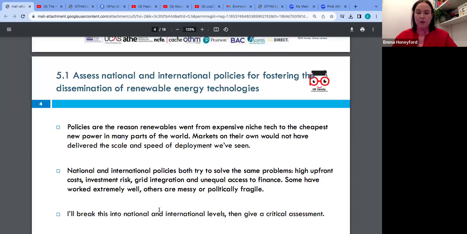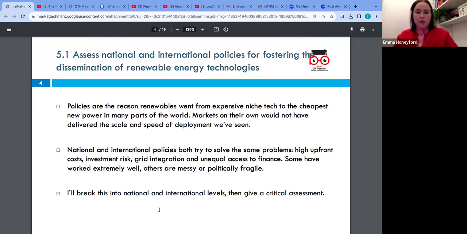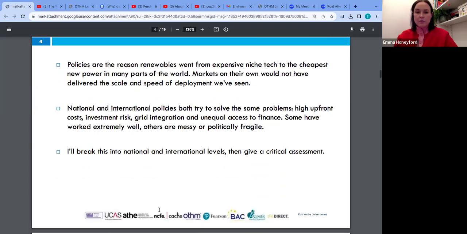So, that then kind of takes us back to ideas about climate justice. And we know that one of the Sustainable Development Goals set out by the UN, there are 17 goals, is Sustainable Goal 7, which alludes to everybody's right to affordable and clean energy. So that's that connection there and something to be aware of. So we're going to now break down the national and international policy and then give a critical assessment.